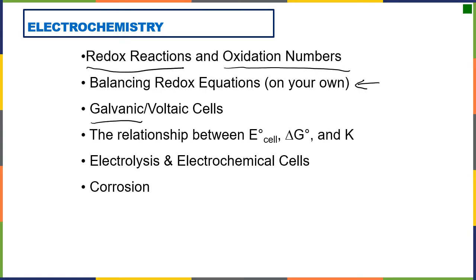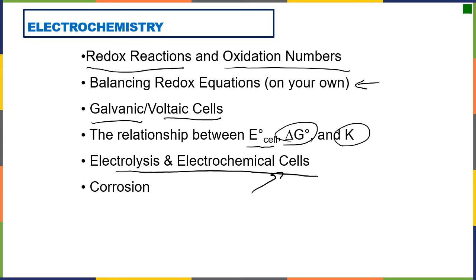We're going to consider galvanic and voltaic electrochemical cells. We're going to look at how we can get a potential for a cell, and calculate delta G naught and K. We're going to look at electrolysis and electrochemical cells off of standard state, and you're on your own for corrosion.